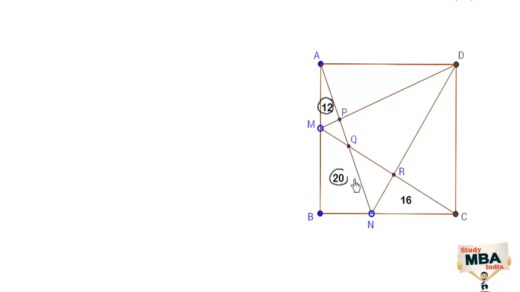This is the area, 20 is the area of the quadrilateral MQNB, and 16 is the area of the triangle CRN. Now the question is asking about finding the area of quadrilateral PQRD. So this is our objective for this question, that we have to find the area of the quadrilateral PQRD, and nothing else is given. The only thing given is that ABCD is a square, and these are the three areas.